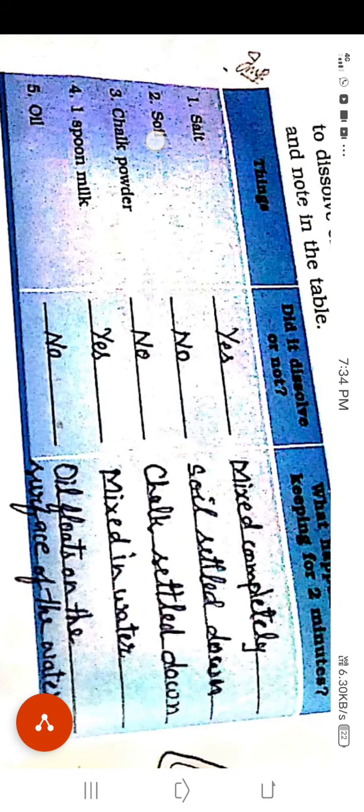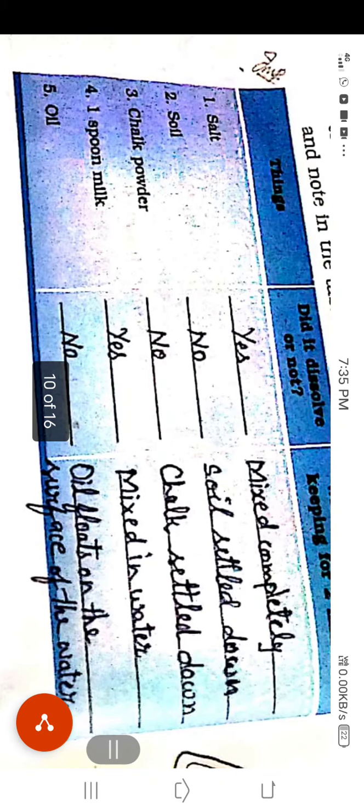Then let's start with the salt. Salt will dissolve in water, mixed completely. The soil does not dissolve in water. The soil settled down in the glass. Chalk powder also will not dissolve, and the chalk powder also settles down in the glass. A spoon of milk will dissolve and mix in water. Oil will not dissolve in water. Oil floats on the surface of the water.